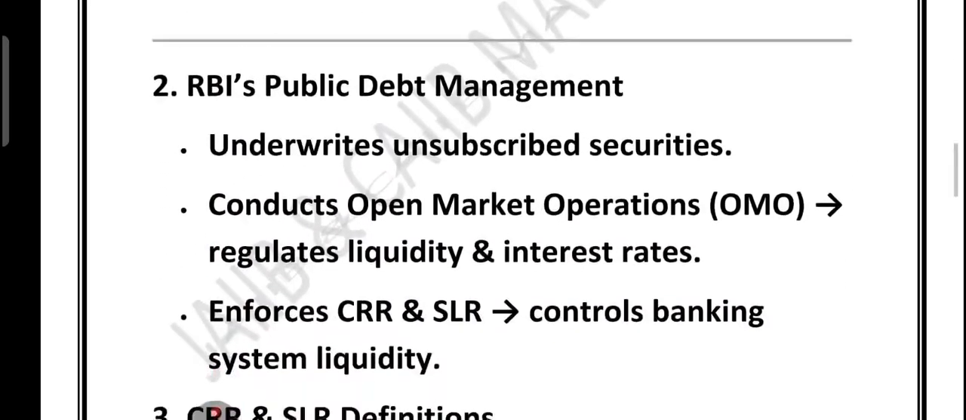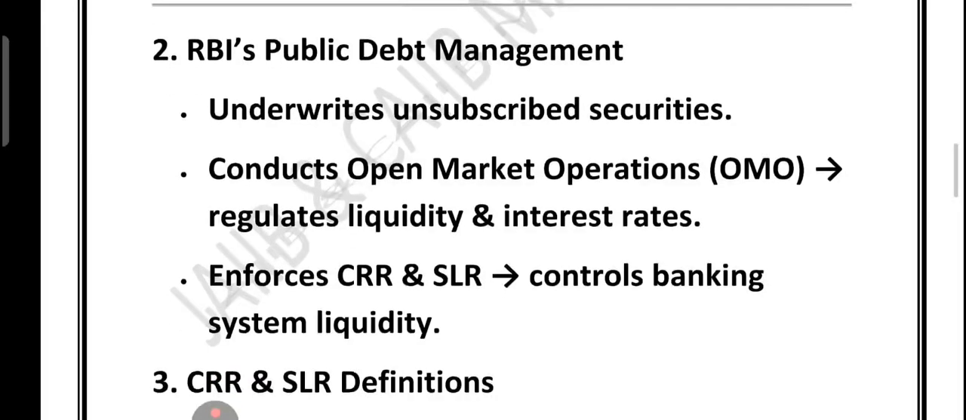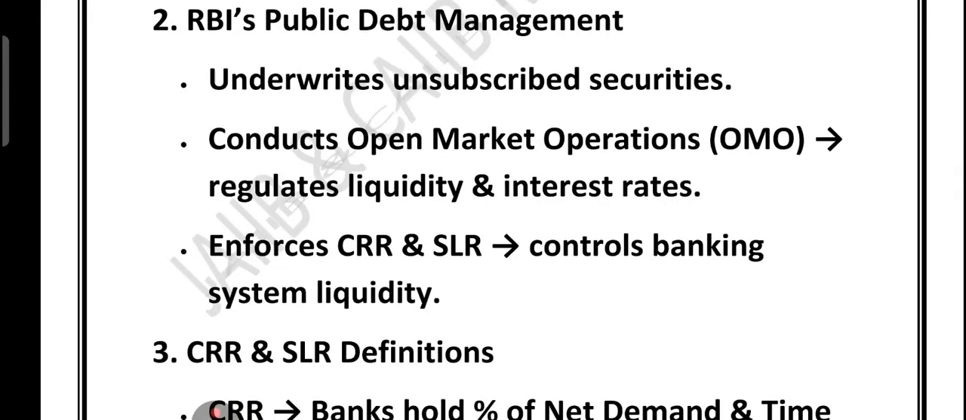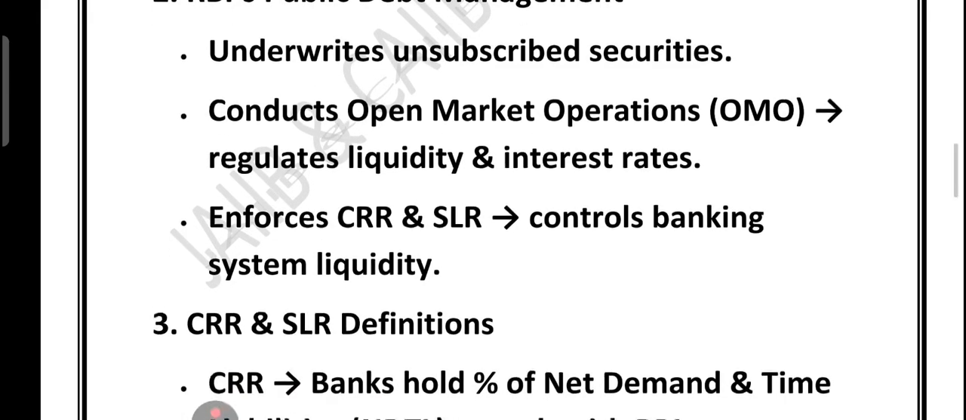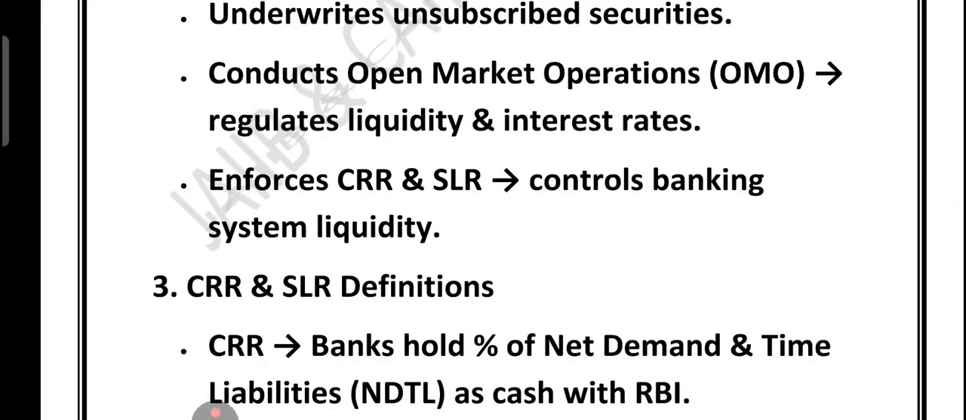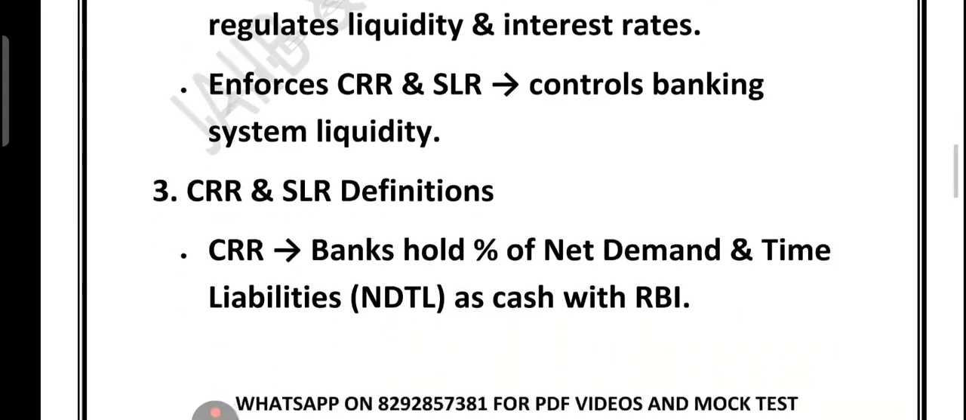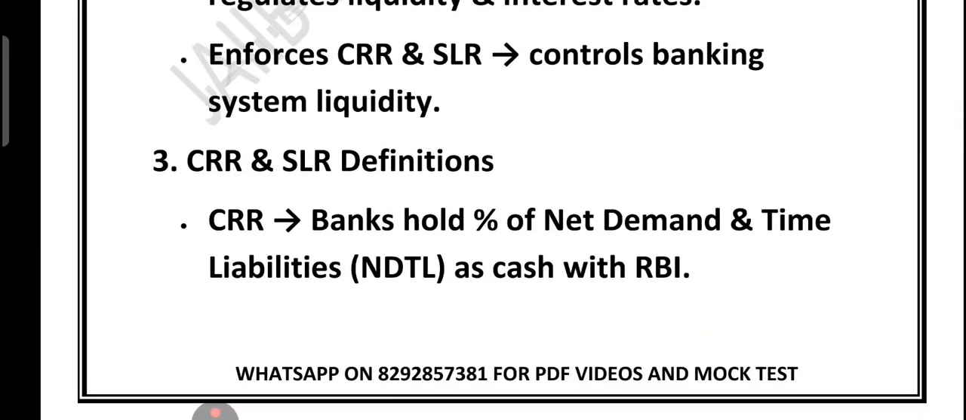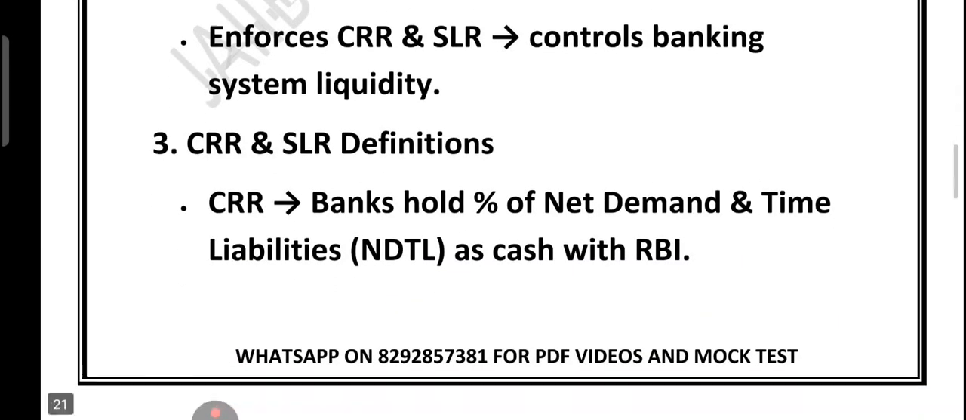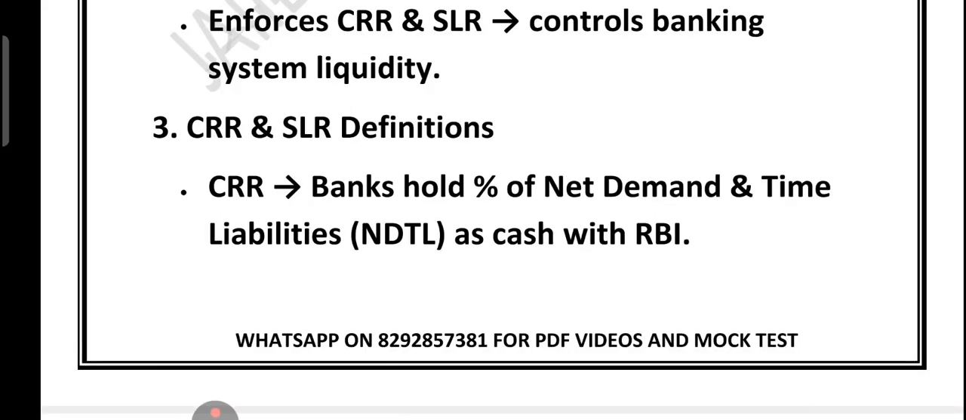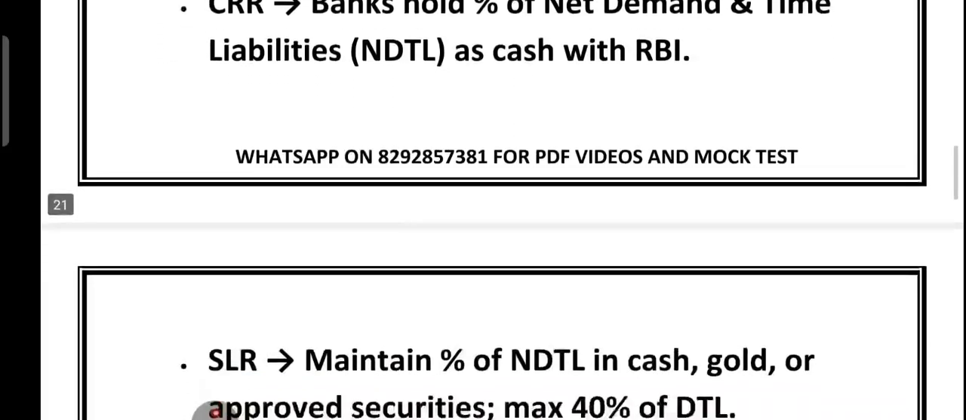Then we have the RBI Public Debt Management, PDM. RBI ensures smooth functioning of the debt market and controls liquidity in the banking system. Then we have underwriting: RBI guarantees unsubscribed government security. OMO, open market operation: RBI buys or sells security to regulate liquidity and interest rate. Then we have CRR and SLR enforcement. They control the cash flow in the bank and ensure financial stability. CRR is that a bank must hold a certain percentage of the NDTL, that is net demand and time liability, as cash with RBI. That is called cash reserve ratio.